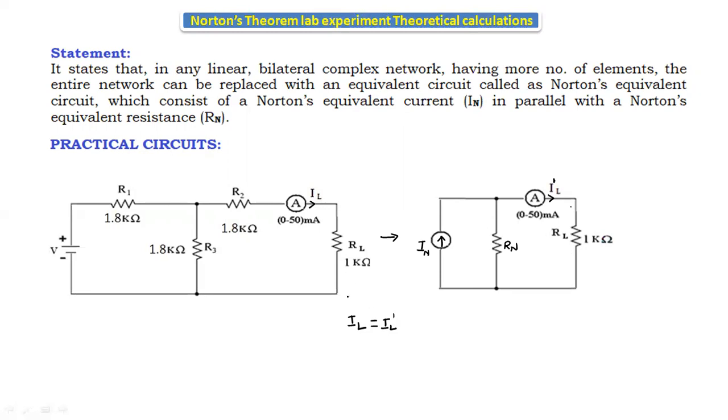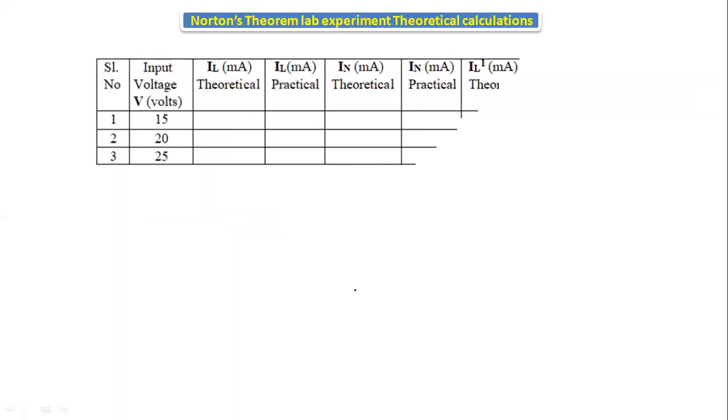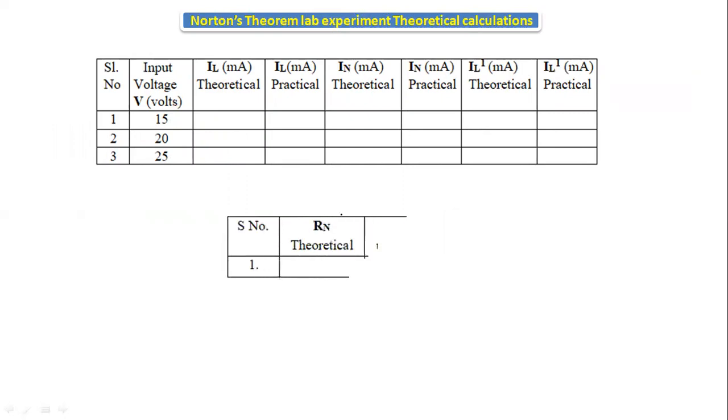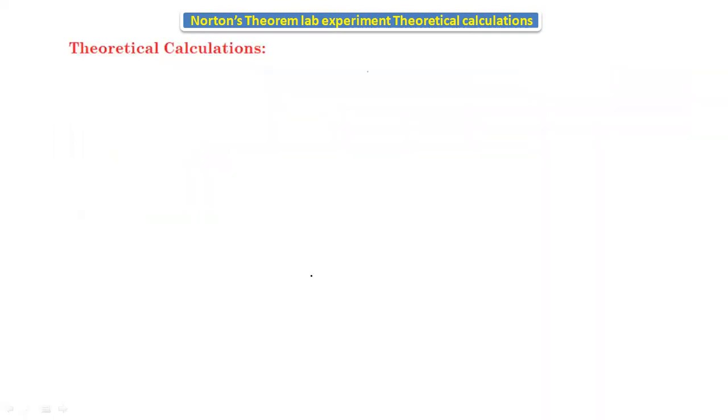The first step is to find IL. Before that, let's see what parameters we have to find theoretically. First we have to find IL for the different voltages 15, 20, 25 volts. After that we have to find IN, and then IL dash. RN, the Norton's equivalent resistance, we will also find. Let's see the theoretical calculations of Norton's theorem one by one.